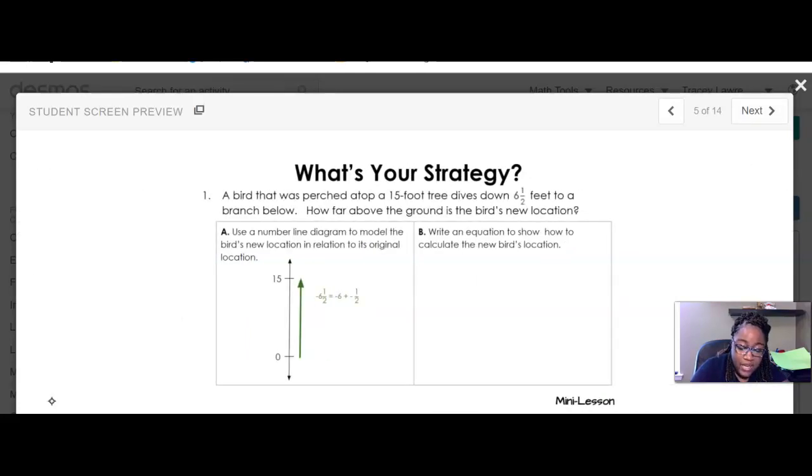Now it says that it dives down 6.5 feet. So remember our words that meant positive and negative. We know that dives down would represent a negative 6.5 foot. So we can write this as -6 plus -0.5. We've decomposed the decimal so it's easier to work with.